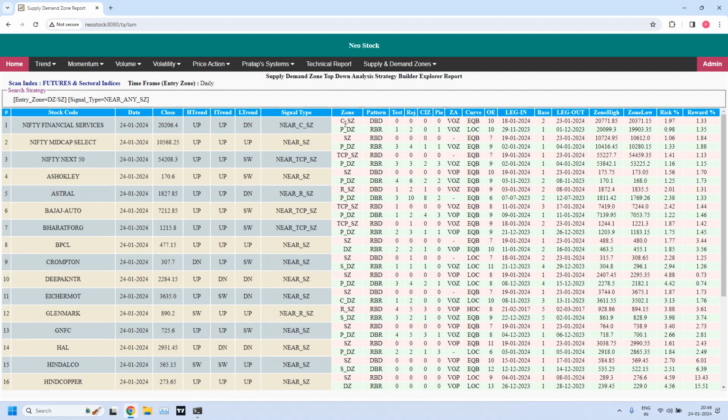Nifty Financial Services is a high liquidity zone. It is an indices. Nifty Next 50 is also high liquidity zone, but this is also an indices. And we have Astral. It is a high liquidity zone, already tested once and 2 rejections are there.